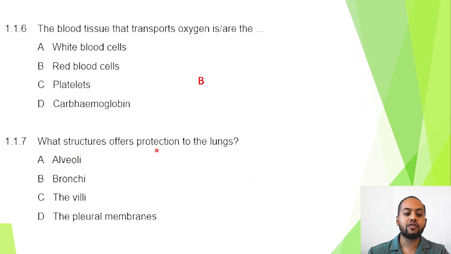What structure offers protection to the lungs: the alveoli, the bronchi, the villi, or the pleural membranes? Now, there's generally two things that are offering protection to the lungs. It's the pleural membrane and it's the rib cage. Therefore, the only correct option is option D, the pleural membrane.